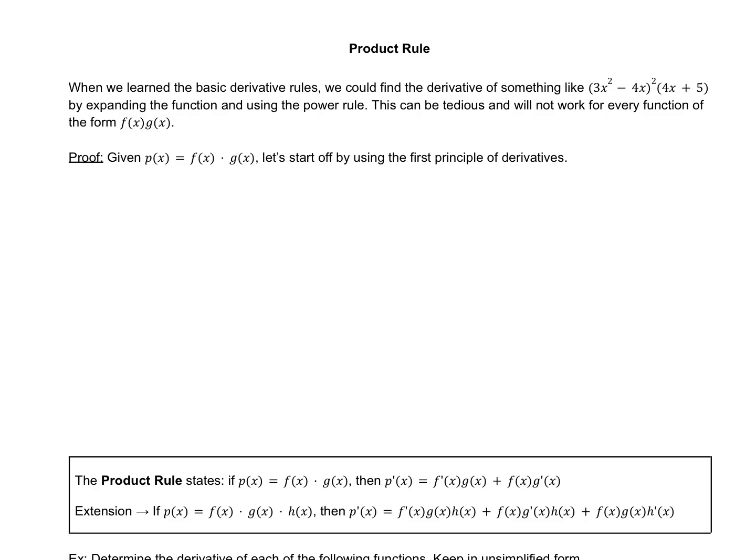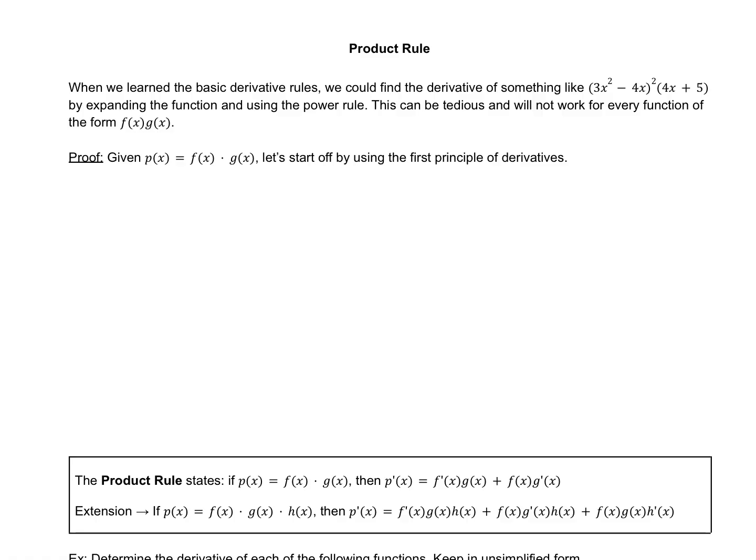Every time we have had two polynomials being multiplied, the way we found the derivative was by using distributive property, expanding and simplifying these functions, and then using our basic power rule. But that's obviously tedious, and sometimes it's just not the most efficient way to do things because there's too many terms or the exponents are too high.